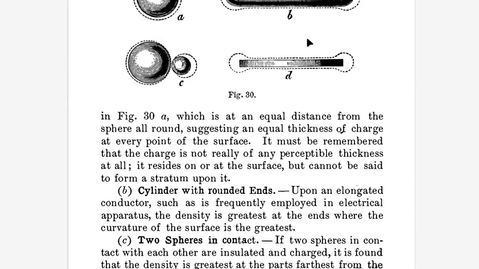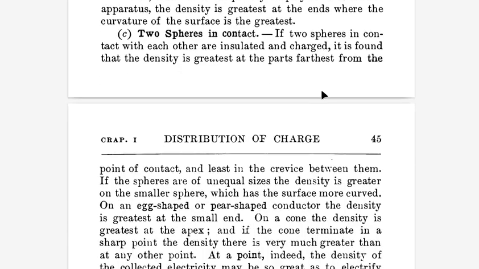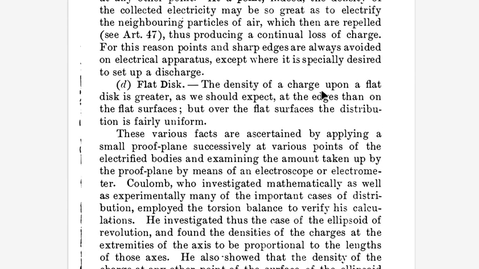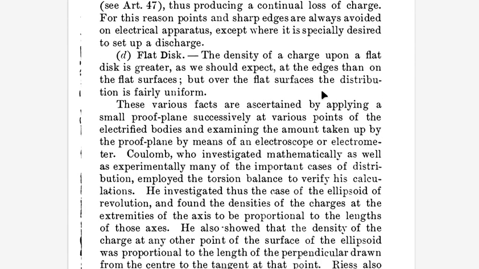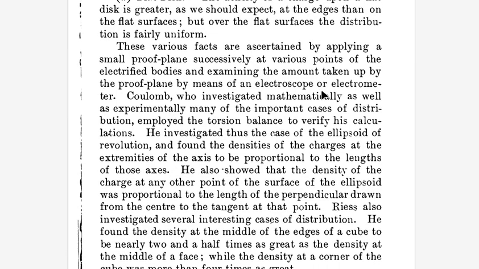The density of a charge upon a flat disk is greater, as we should expect, at the edges than on the flat surfaces. But over the flat surfaces the distribution is fairly uniform. These various facts are ascertained by applying a small proof plane successively at various points of the electrified bodies and examining the amount taken up by the proof plane by means of an electroscope or electrometer.